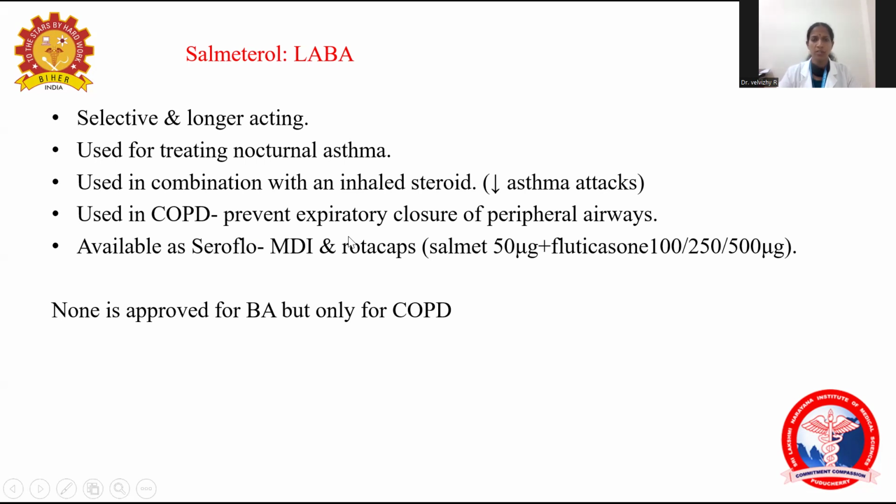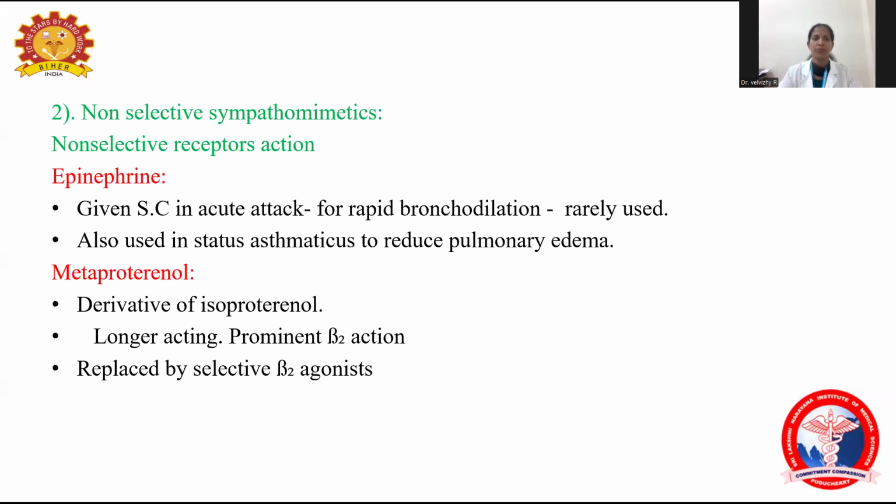Okay. So this group of drugs can also be used in chronic obstructive pulmonary disease, and we have inhaler, metered-dose inhaler and rotacaps, all those things. But one thing is, none of these long-acting beta-2 agonists is approved for bronchial asthma. These are approved only for chronic obstructive pulmonary disease, but for treating bronchial asthma, short-acting beta-2 agonists are preferred. The non-selective sympathomimetics, epinephrine and metoprolol, are not at all used nowadays. This has been replaced with selective beta-2 agonists.